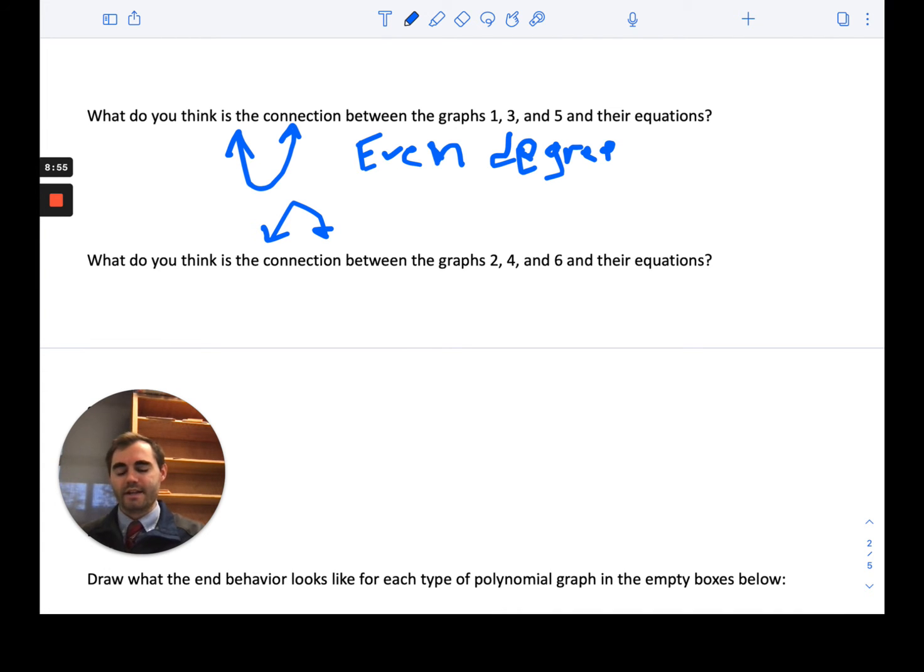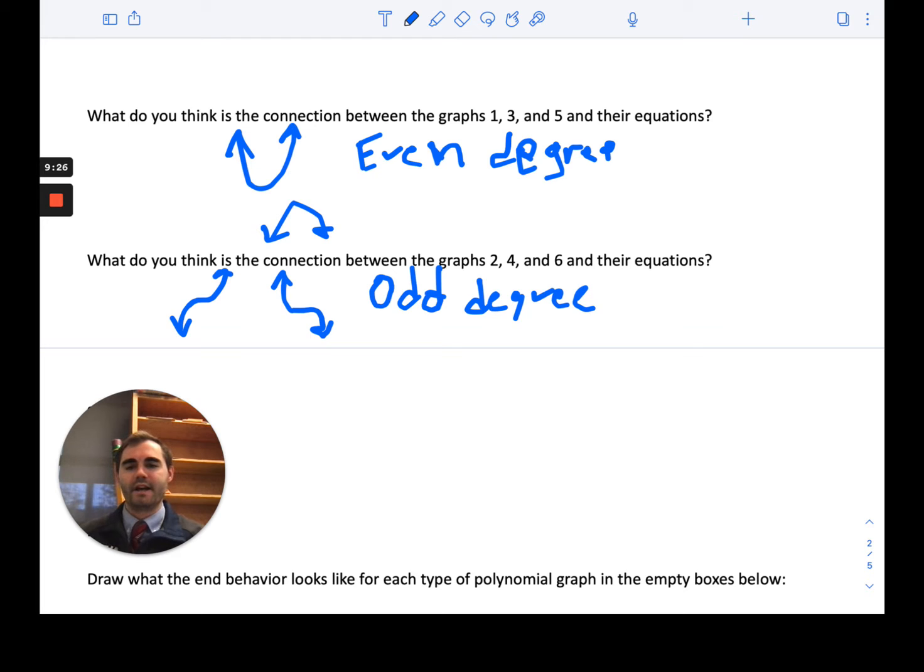And so the connection then would have to be that they all share, clearly they all share the same degree, degree 3, but they're all odd numbers, right? And so we're going to get the shape of a graph that looks something like this, or you'll notice that one of them had a reverse one that looked like that. And so it's because they have an odd degree that they have that same shape, where we have one end going up and one end going down.